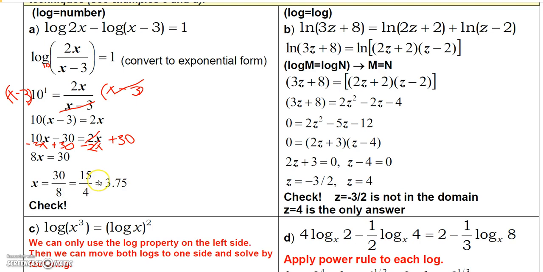You need to check these when you're solving log equations, because what could happen is you could get a number that's not in the domain of these logs. So remember, for these logs, the 2x must be a positive number and x minus 3 must be a positive number. Let's check and make sure both of these are positive. If x is 3.75, 2 times 3.75 is a positive number, and 3.75 minus 3 is a positive number, so 3.75 is a valid answer.